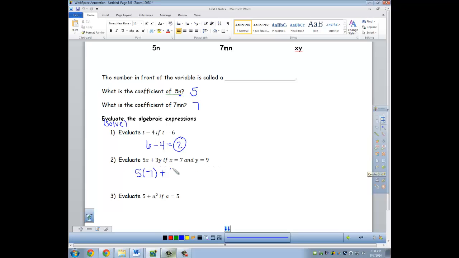Y is 9, so take out the y, put a 9. And then it just becomes a problem with order of operations. So we'll do our multiplication first. 5 times 7 is 35. 3 times 9 is 27. I'm going to add those together and get 62.